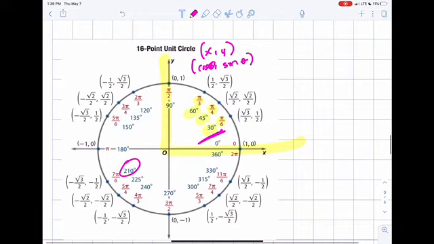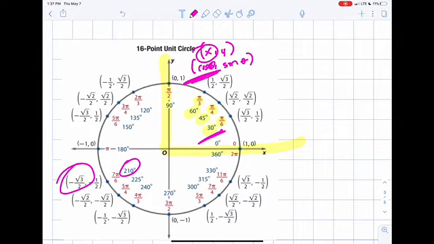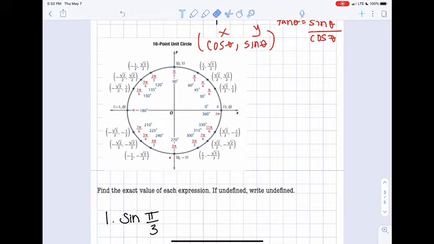Cosine of 210 degrees. I know cosine is the first point of my coordinate point because it's my x value. And so that would be my solution. It's negative square root 3 over 2. Okay, so let me try to quickly do a few examples here.